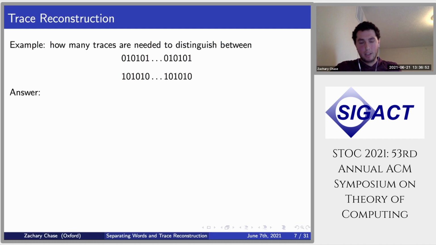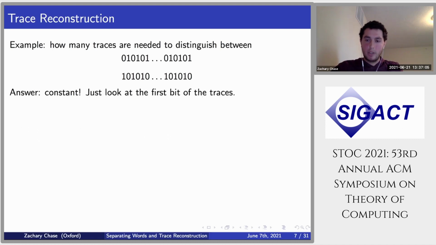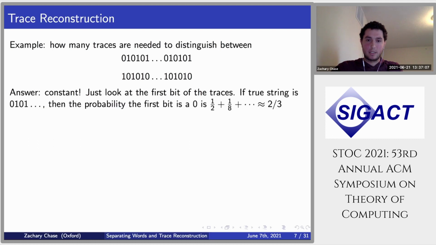They each have length n. The first one is just 0, 1 repeated n over 2 times, and the second one is 1, 0 repeated n over 2 times. So the answer is actually just a constant. You think about it, it might seem kind of hard to distinguish between them. But what you can do is just look at the first bit of the traces.